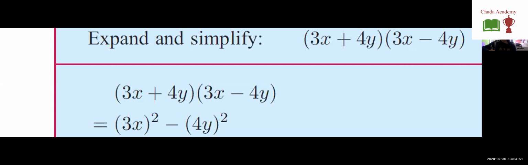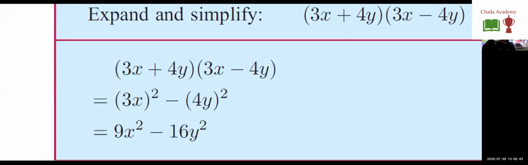It's 3x power 2 minus 4y power 2. And 9x power 2, yes, minus 16y power 2. Yes, that's it.